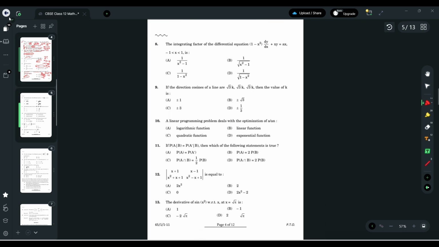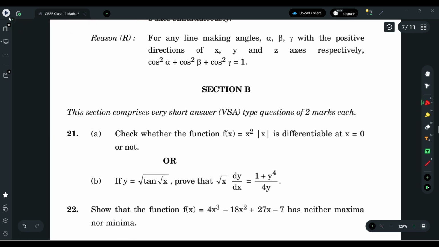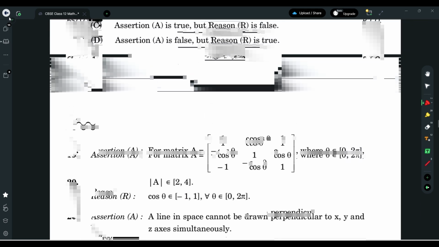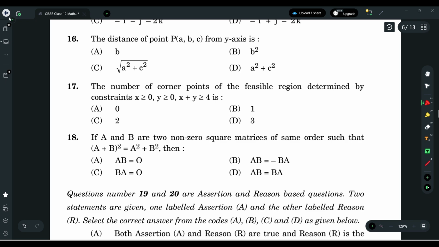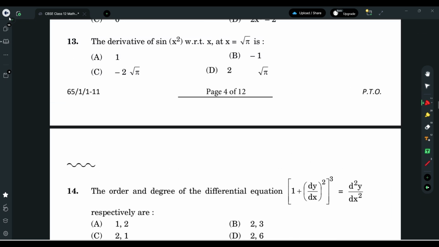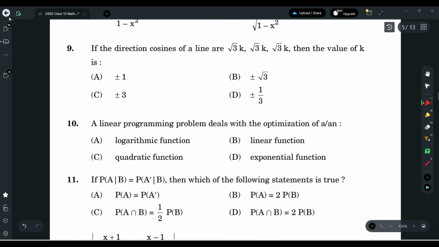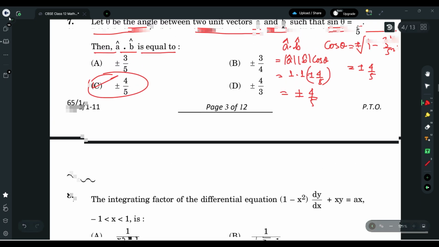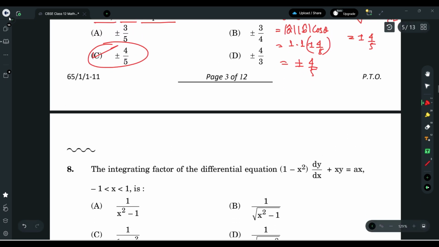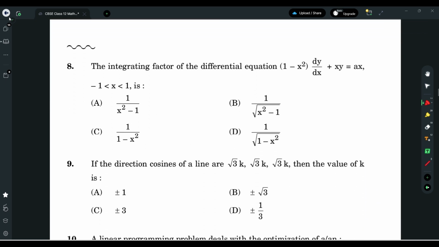Next problem. Okay, I am writing the wrong options, but in the examination you can write the correct options, because I am only focusing on solving the paper. Okay, now question number 8.